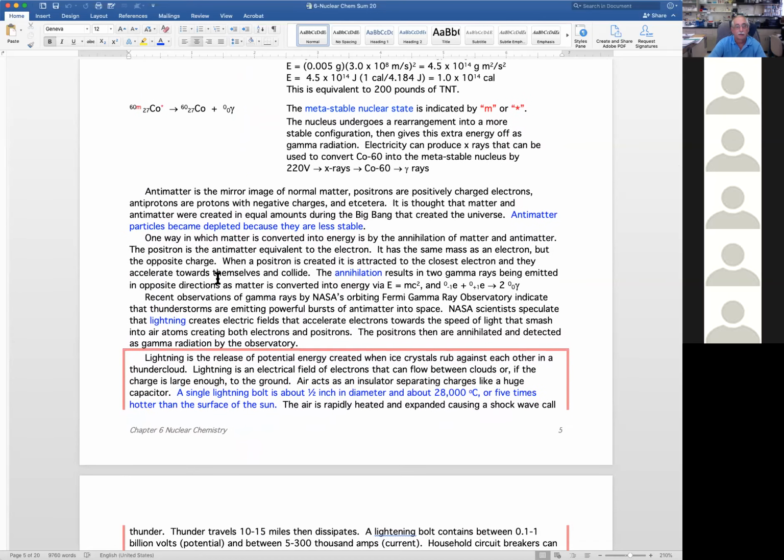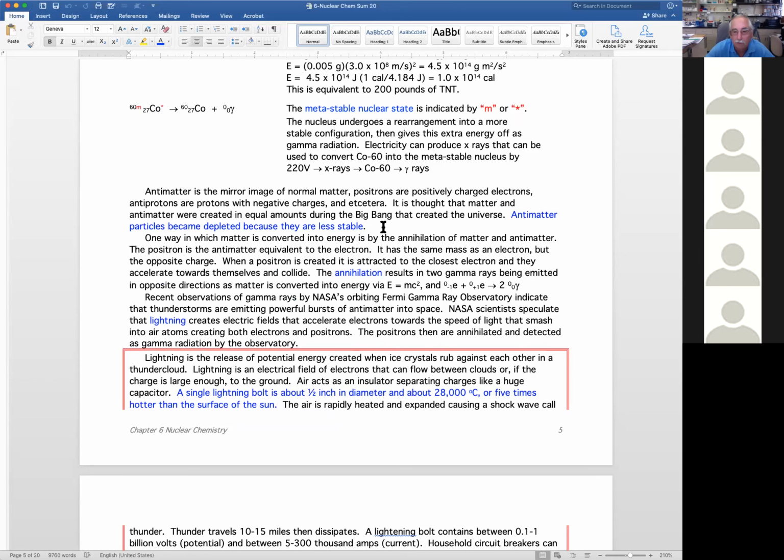So what is antimatter? Antimatter is the mirror image of normal matter. Electrons are regular matter. The antimatter component of an electron is called a positron. It has the same mass, but it has an opposite charge. Anyway, we really don't know why there's not as much antimatter as there is matter in the universe. There's just a lot of things that we don't know.